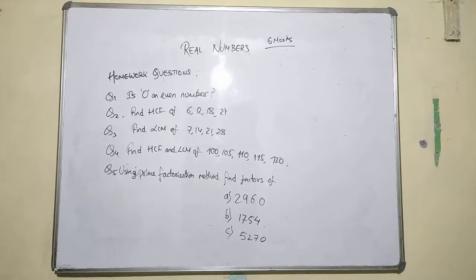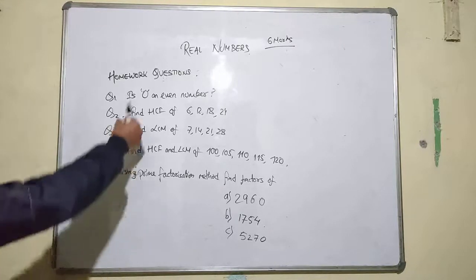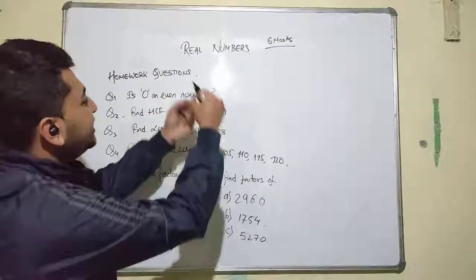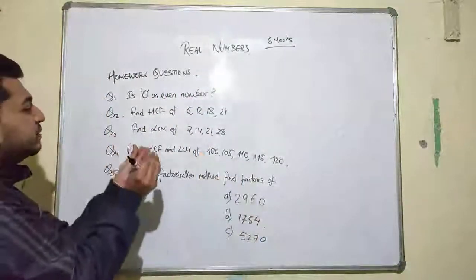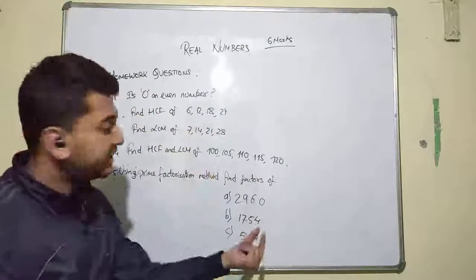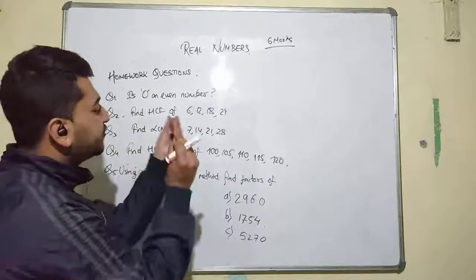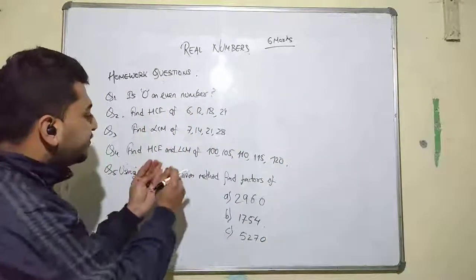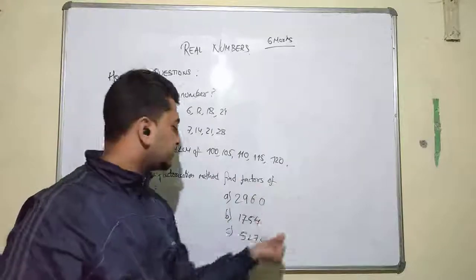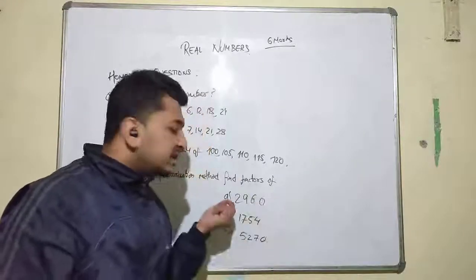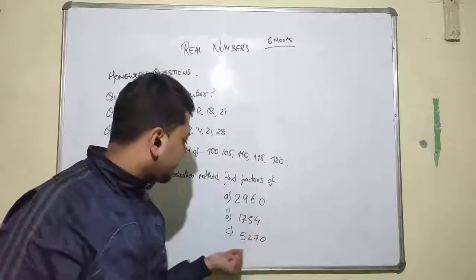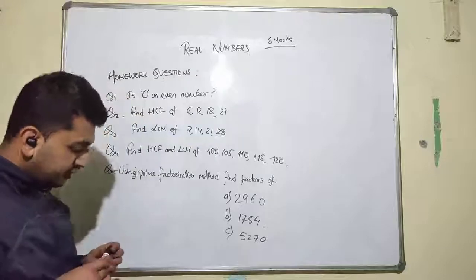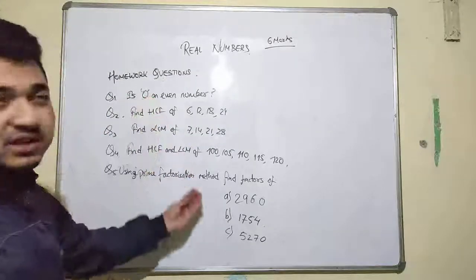I hope you got the questions. Is 0 an even number? Find HCF of 6, 12, 18 and 24. Find LCM of 7, 14, 21 and 28. Find HCF and LCM of 100, 105, 110, 115, 120. Using the prime factorization method, find factors of 2960, 1754, 5270. So this is all about your homework questions.